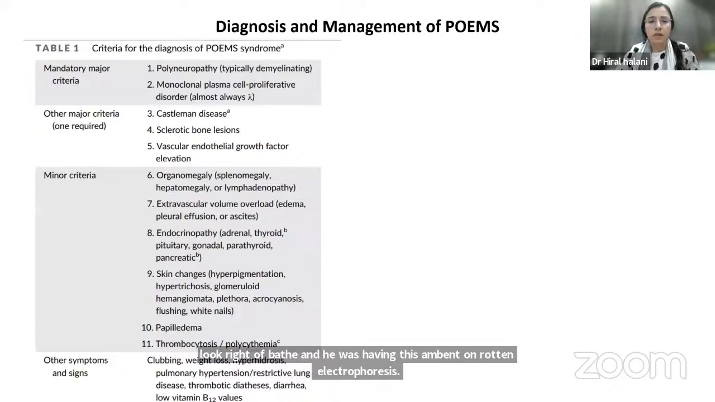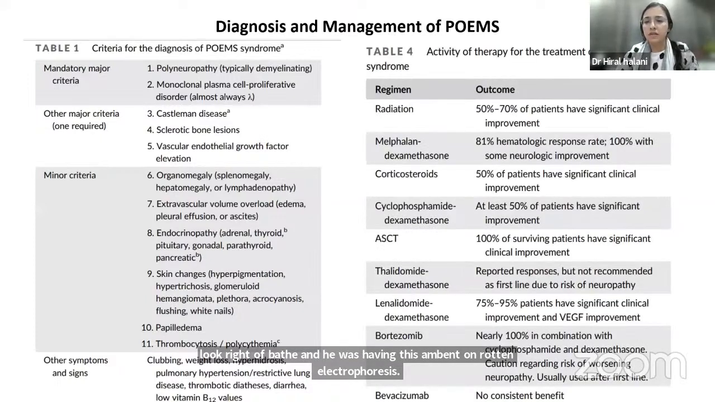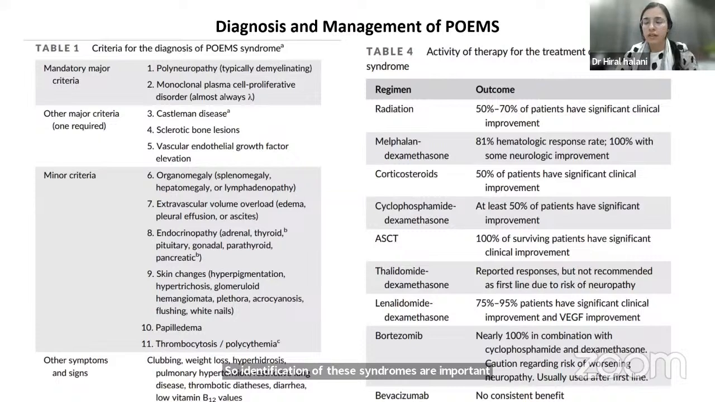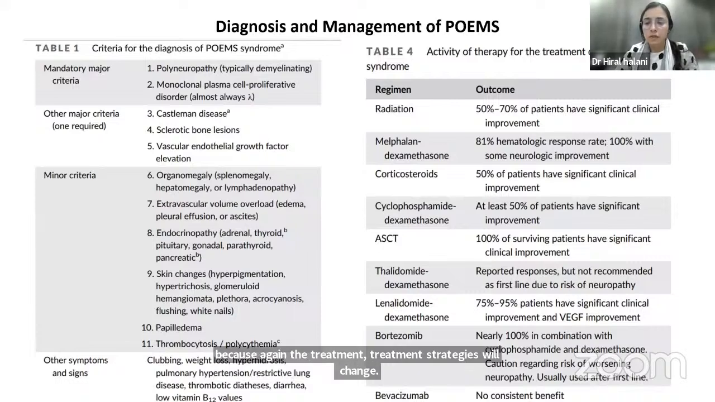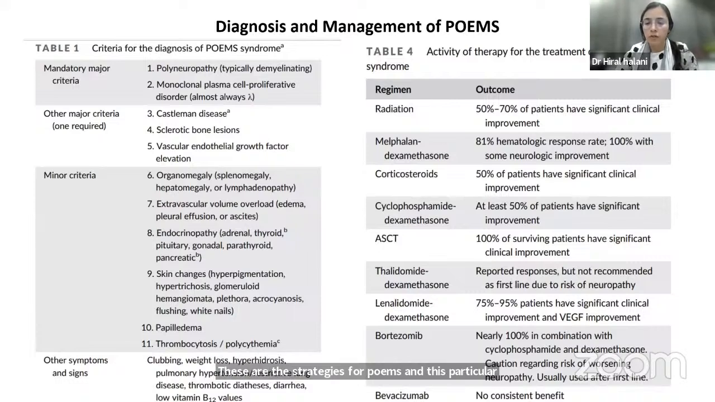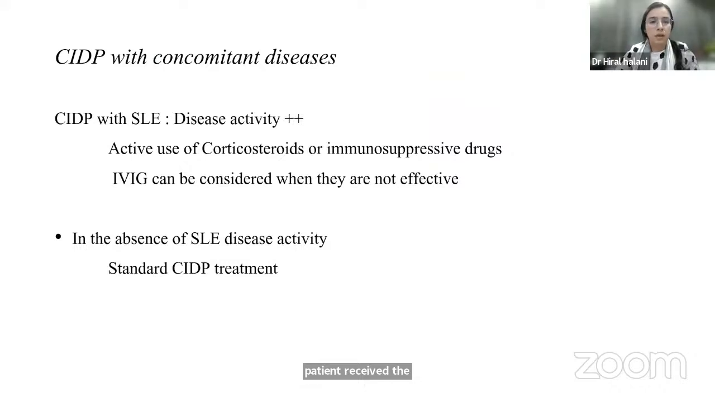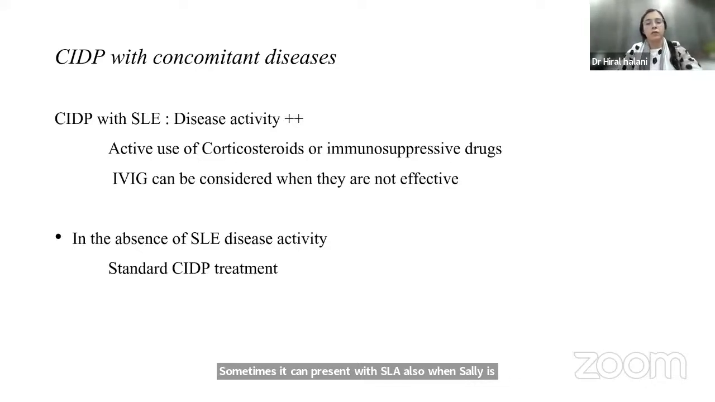So identification of these syndromes is important because, again, the treatment strategies will change. These are the strategies for POEMS, and this particular patient received carfilzomib, which is the congener of bortezomib, and he is currently doing well with the immunotherapy. Sometimes it can present with SLE also. When SLE is active, corticosteroids and immunosuppressives like cyclophosphamide should be used. When SLE is inactive, then the standard CIDP therapy can be followed.